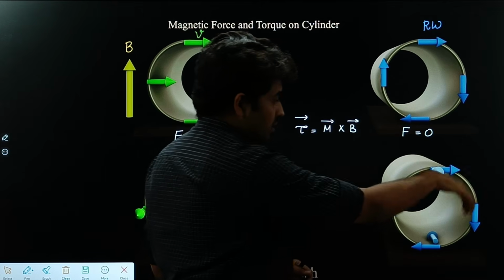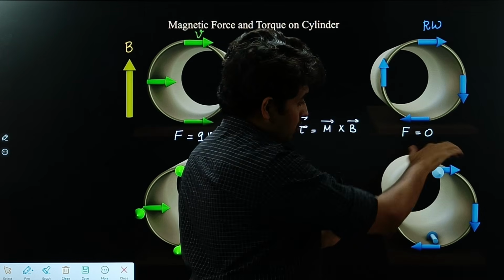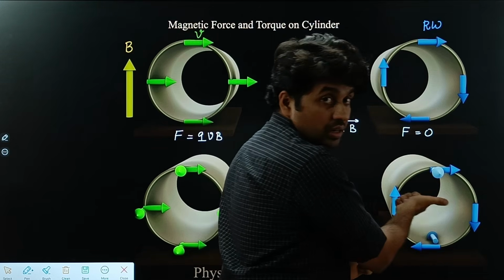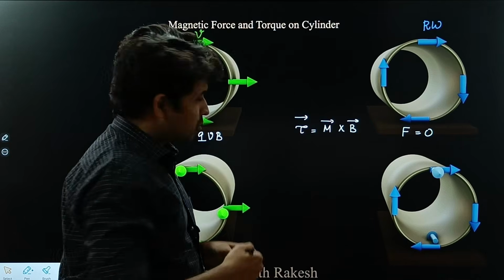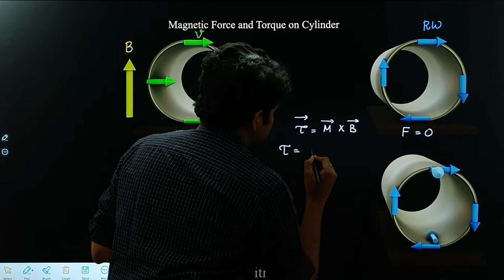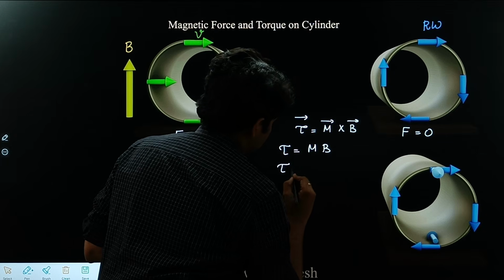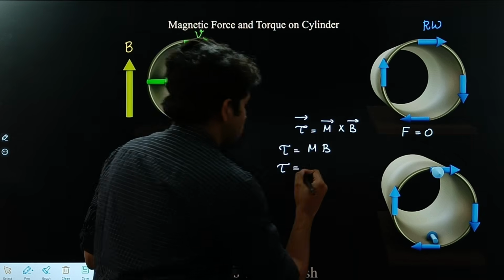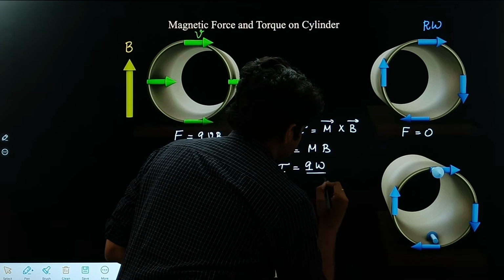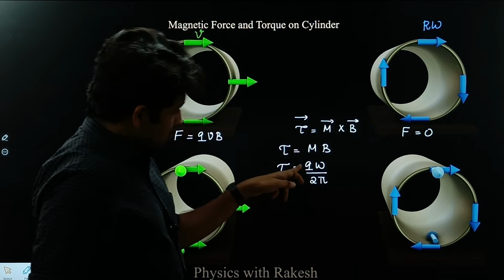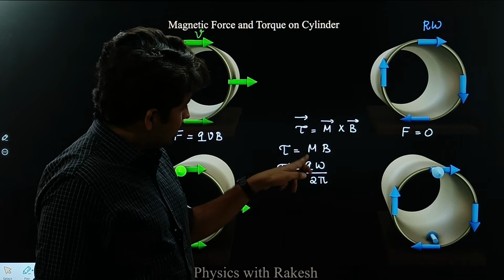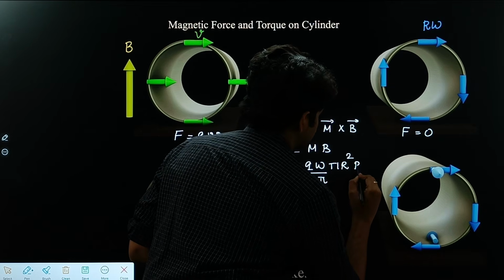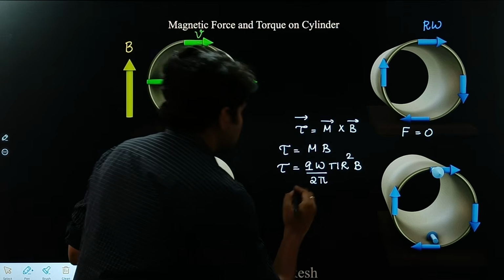If it is rotating on this side, it is like a current loop. So M bar is in this direction, B bar is upwards, and M bar cross B bar gives a torque in this direction. M bar and B bar are perpendicular, so I'll just write the magnitude. Torque equals M into B. What is M? Current into area. Current is Q into frequency, which is Q omega by 2 pi. What is the area of this loop? Pi r square. So torque equals Q omega by 2 pi times pi r square times B.